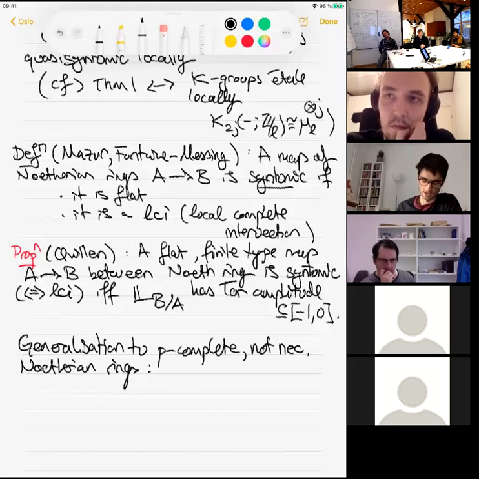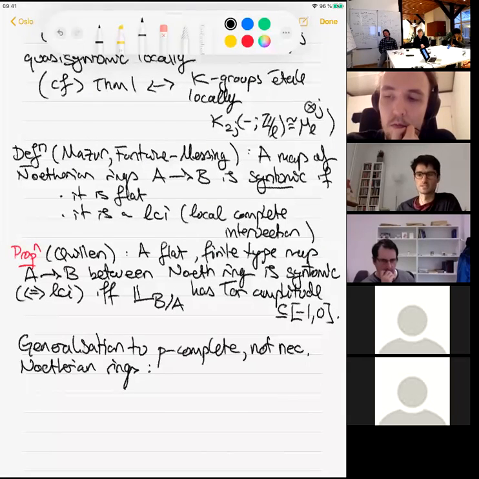We're going to introduce some type of suitable syntomic condition for p-completed rings just by examining the behavior of the cotangent complex. And the reason that's useful is it lets you discard, as I say, any sort of Noetherian or finite type conditions, which has the advantage.